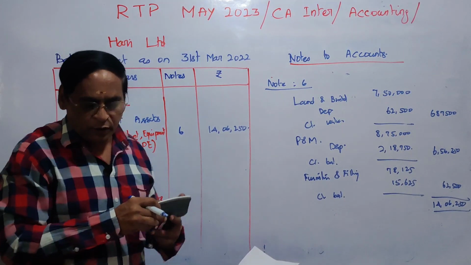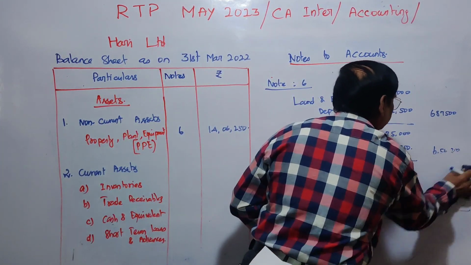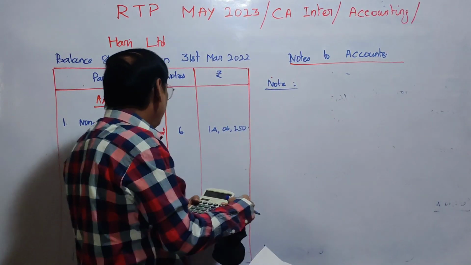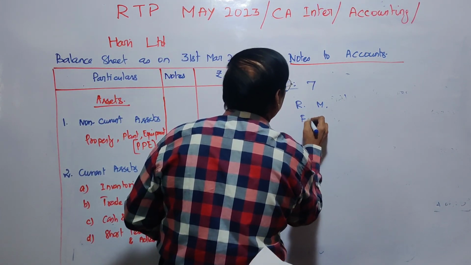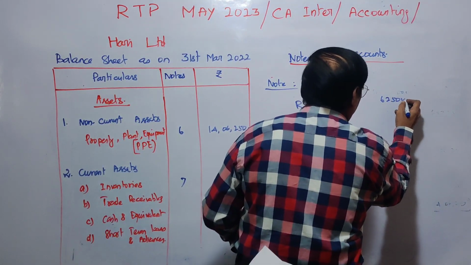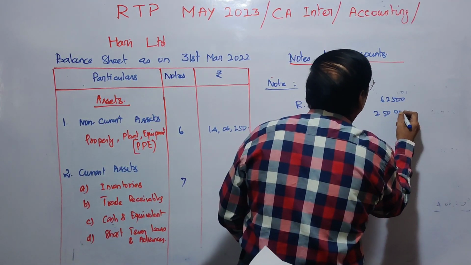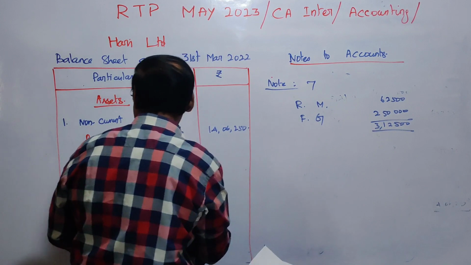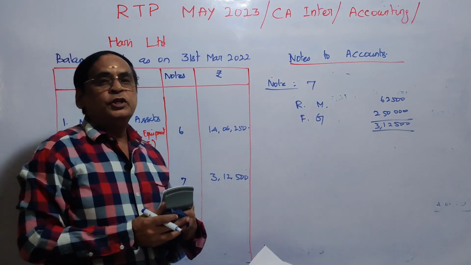I will rub it. Please make note of it and then rub it. Note 7, Inventories, raw materials and then finished goods. How much raw materials and finished goods? Raw materials 62,500 and then finished goods 2,50,000 rupees. So the total is 3,12,500 rupees.